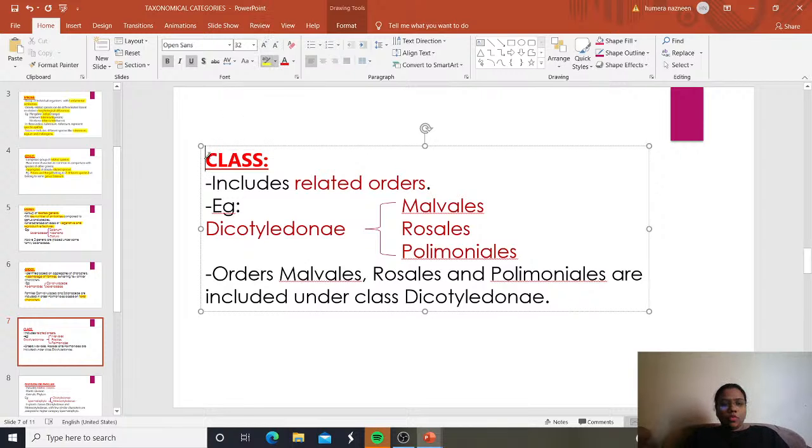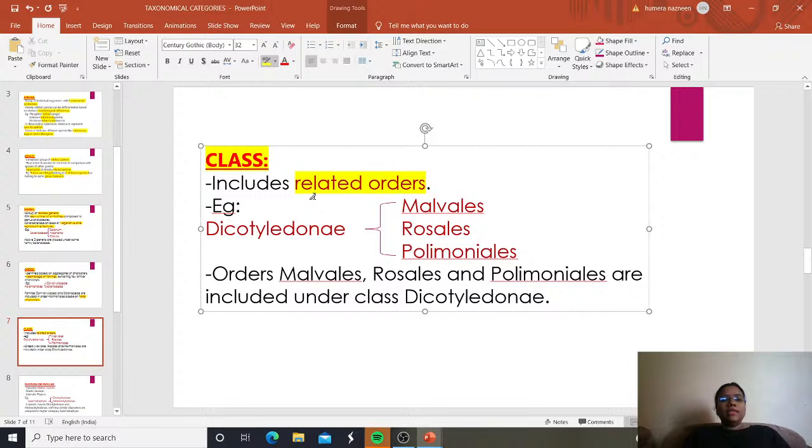Then above order we have class. Now what does class include? The class is nothing but related orders. Few orders show similarities, right? So the orders which are showing similarities are placed under a still larger group, which is called class. Okay. So moving on to a higher level, class is the higher category, or higher taxon we can say. Higher rank is given to them. So the related orders, the orders which are showing a few similarities, are placed under class.